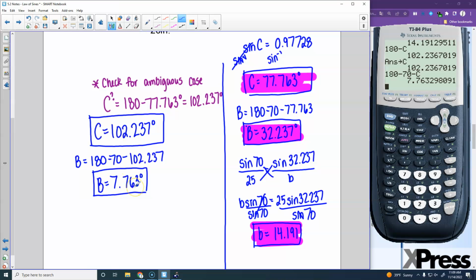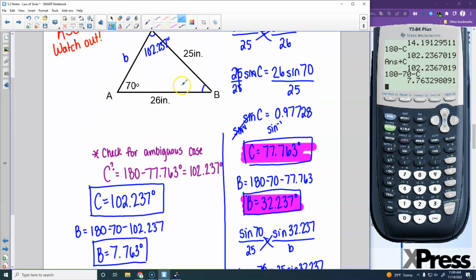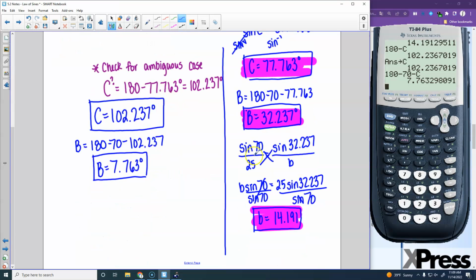So that's angle B. Now we know that angle B is 7.763 degrees, or could be, anyway. Now we've got to set up law of sines again. You'll notice it's going to be exactly the same as you did over here, except this is going to change to this. So it's going to be sine 70 over 25 equals sine 7.763 over B. And I'm going to store this as B.